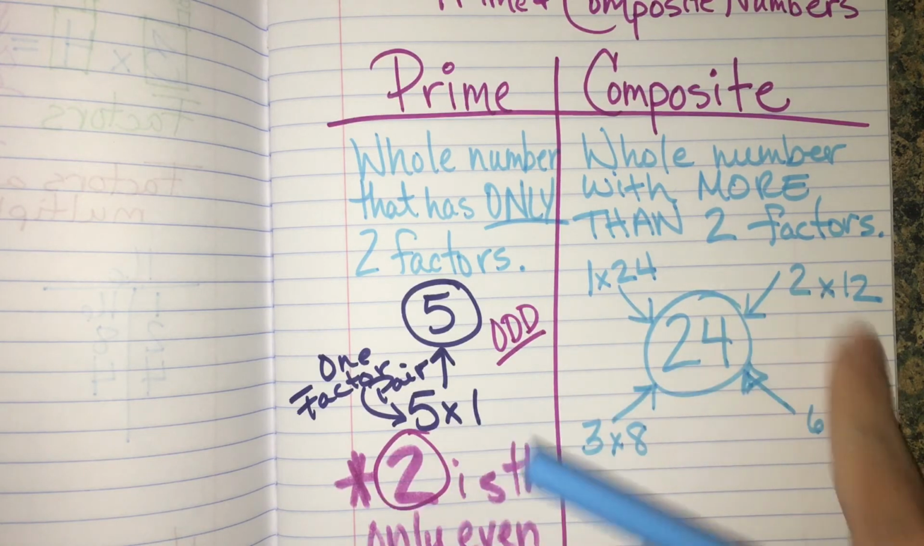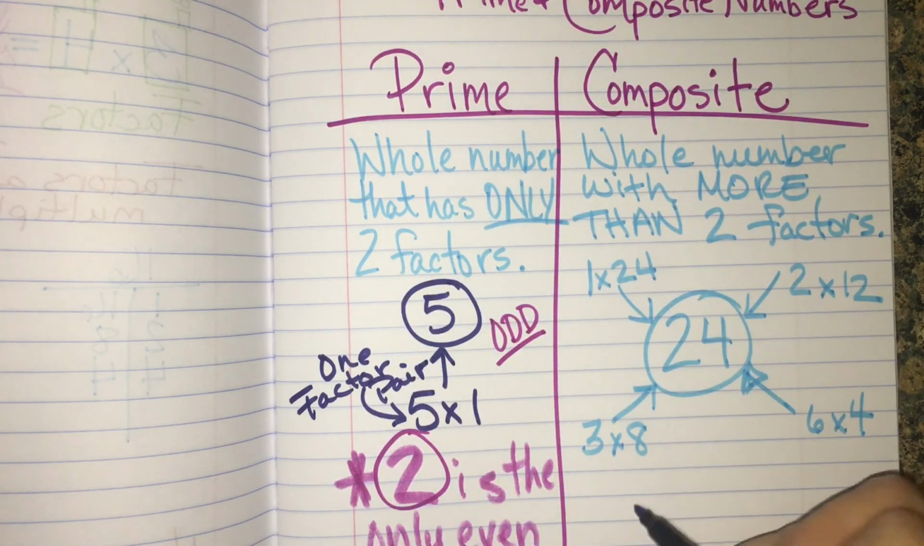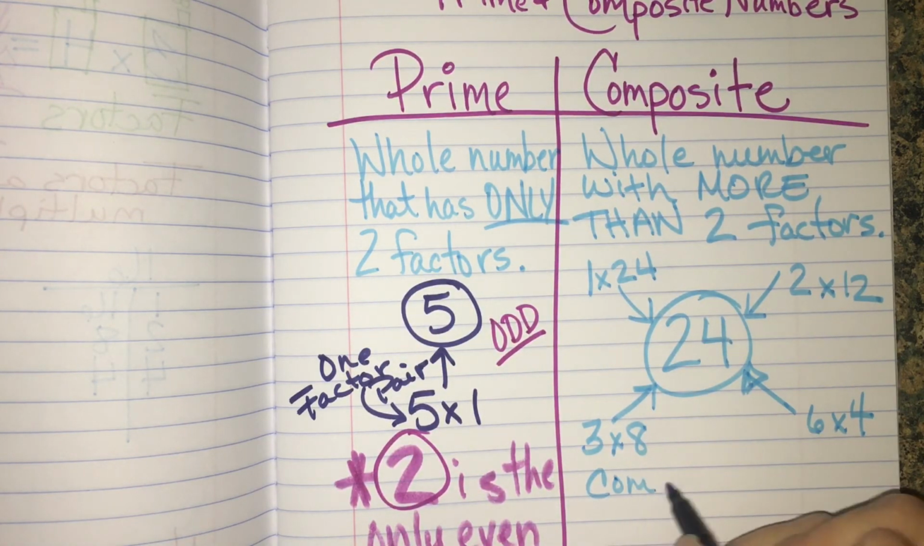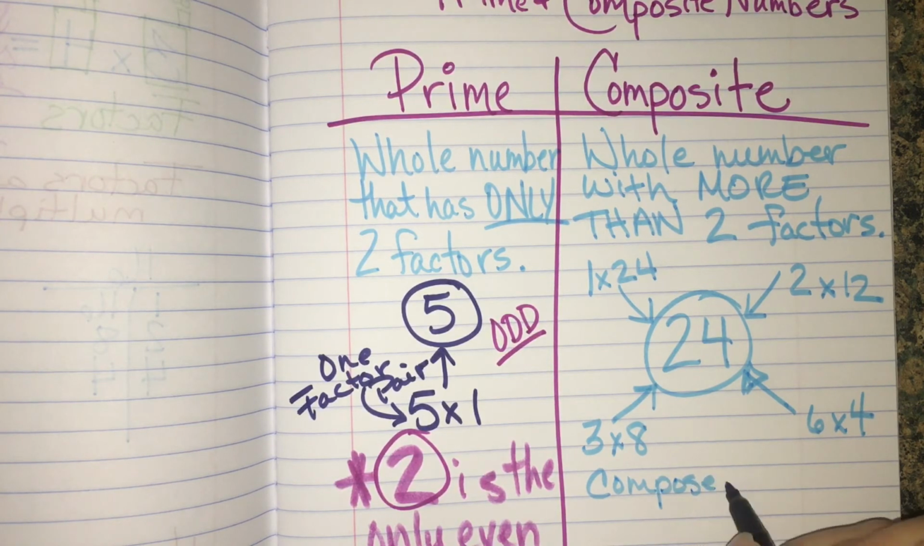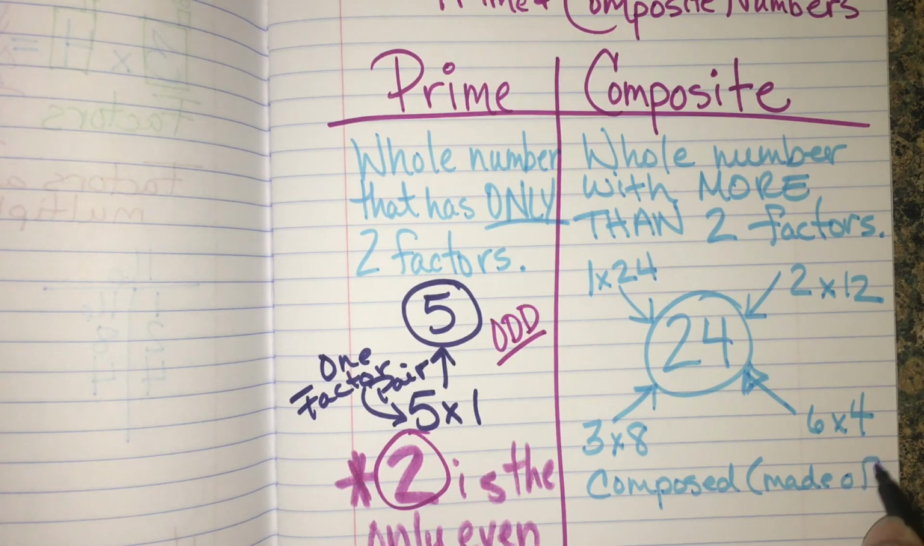If you think about it, composite numbers are composed. And composed is another word for made of many factor pairs. Now, sometimes it'll only be 2. That's okay, but more than 1.